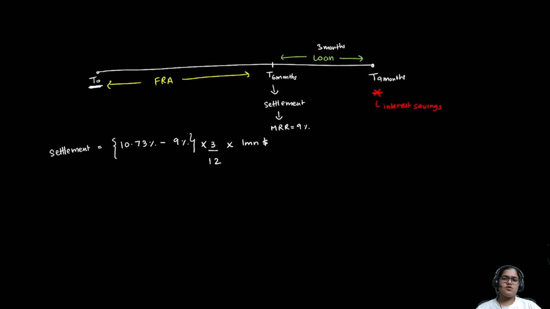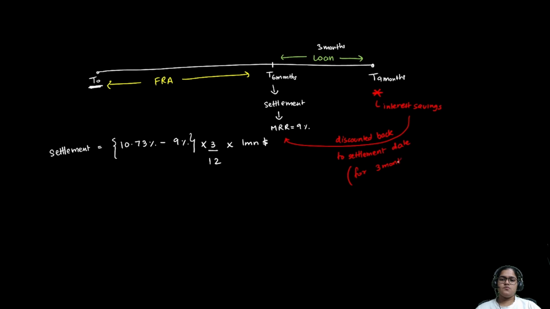The settlement of the FRA will happen at T6 months. At T9 months, my interest savings will happen, which is basically the difference between the fixed rate and the floating rate. That actual interest savings will happen after 3 months, but the settlement of the FRA is happening today. So this interest savings needs to be discounted back to the settlement date, which means that we need to discount it back for 3 months.